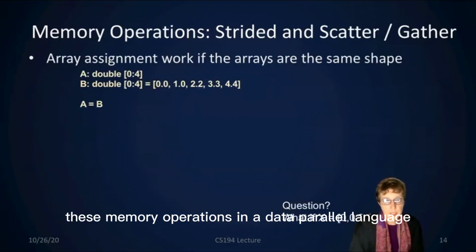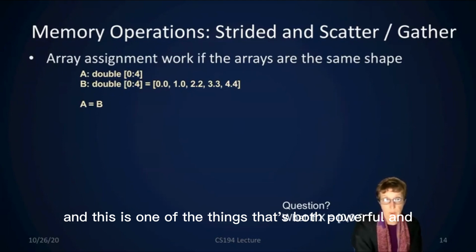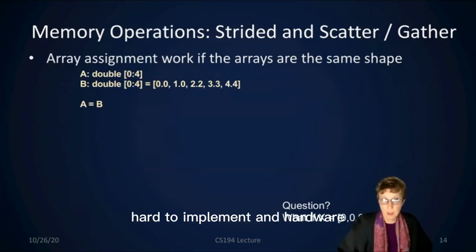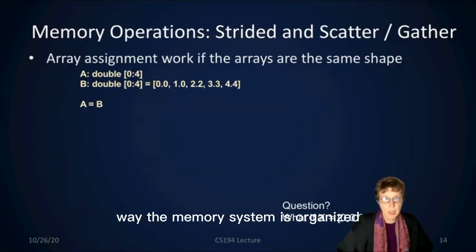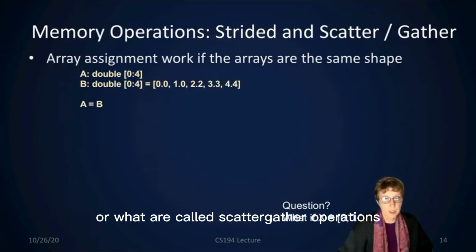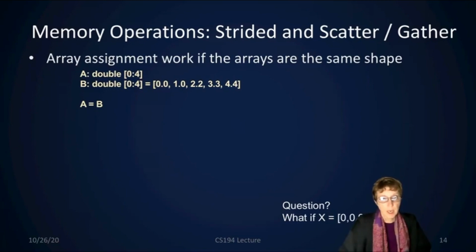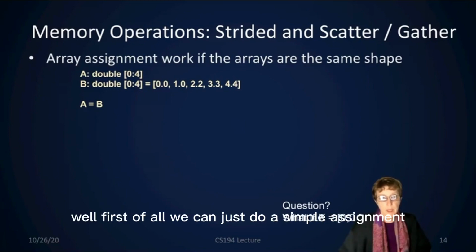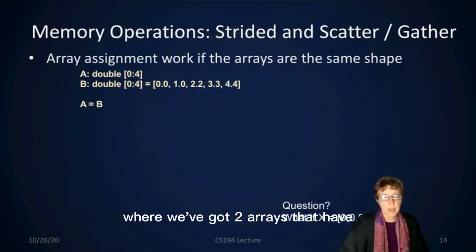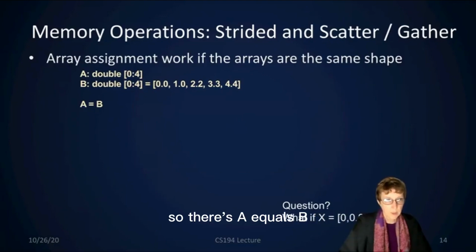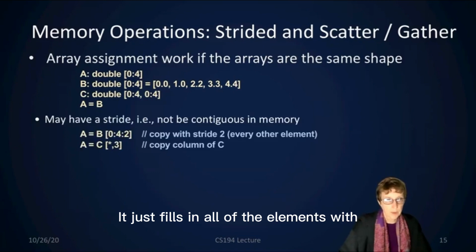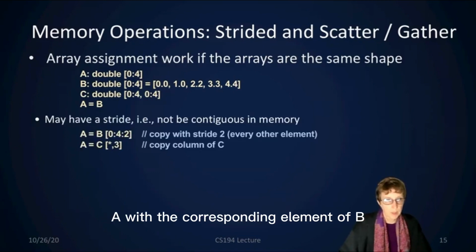Now, these memory operations in a data parallel language are one of the things that's both powerful and hard to implement in hardware, because it has to do with the way the memory system is organized. But you can do strided operations or what are called scatter-gather operations. First of all, we can just do a simple assignment where we've got two arrays that have the same size. So there's A equals B. It just fills in all of the elements of A with the corresponding element of B.